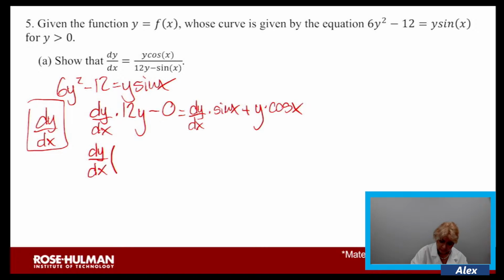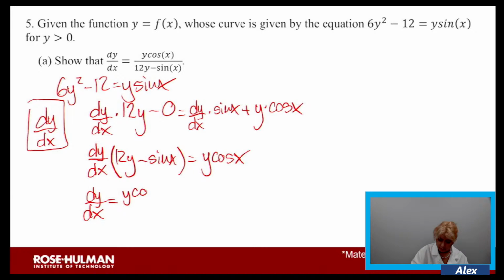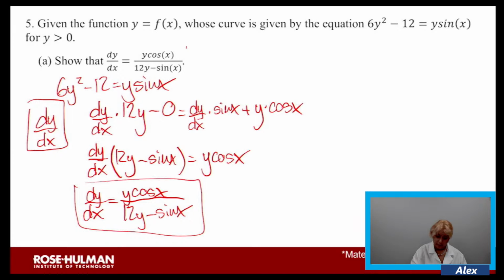I'm going to go ahead and pull the dy out and do 12y minus sine of x, and that just leaves the y cosine x. So we want to isolate the dy over dx by taking this side and shoving everything that we had on the other side in the denominator. So 12y minus sine of x. And this is the same thing as what we had up here that we were looking for. So we did what the question asked for.